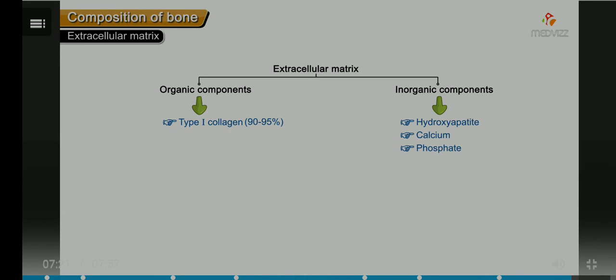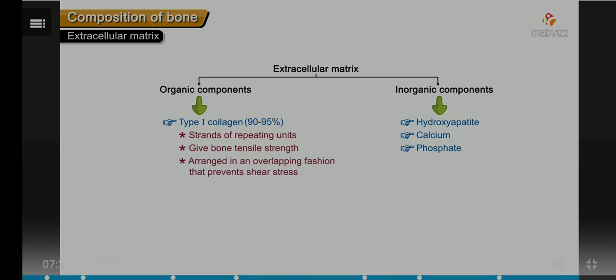Collagen consists of strands of repeating units which give bone tensile strength and are arranged in an overlapping fashion that prevents shear stress. The collagen fibers give bone its tensile strength, and the interspersed crystals of hydroxyapatite give bone its compressive strength. The inorganic composition of bone is primarily formed from salts of calcium and phosphate, with the major salt being hydroxyapatite.